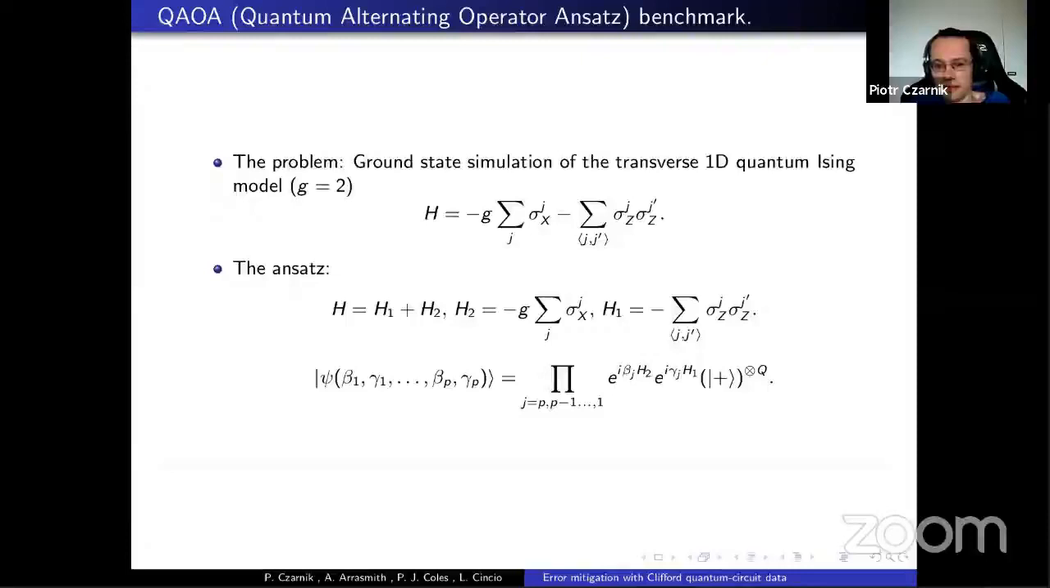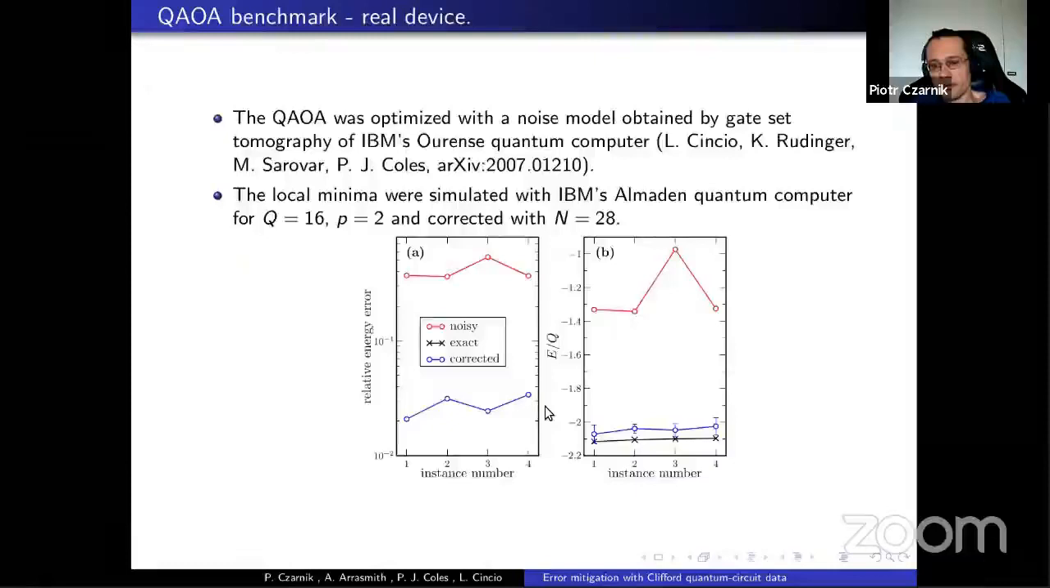I don't have time to go into details of this ansatz. Those were already introduced, I think, during this conference. Just let me tell you that we will be interested in the problem for many different values of the number of qubits, which we denote by Q. And we will also be interested in ansatz with different numbers of layers, which we denote by P.